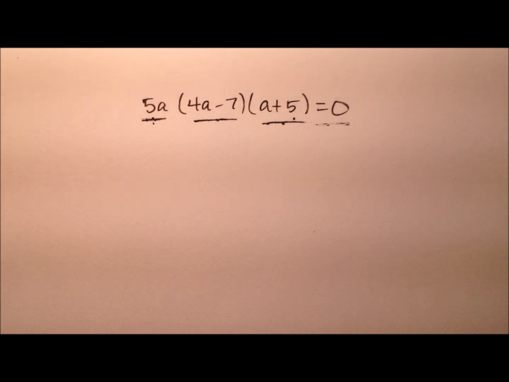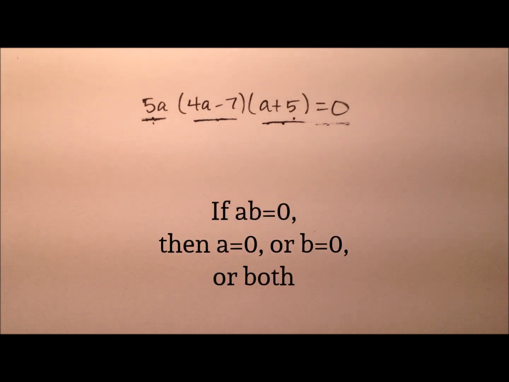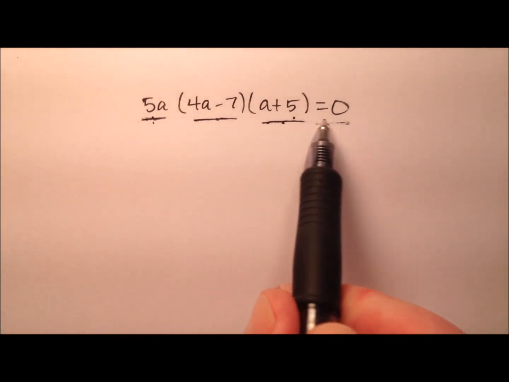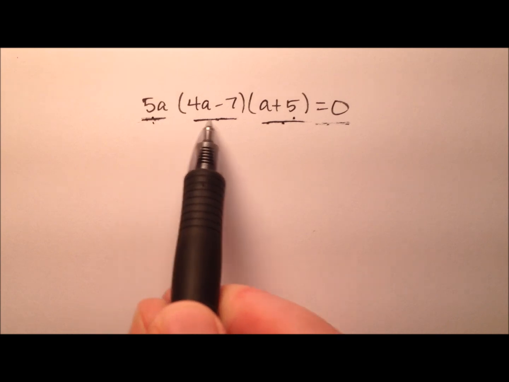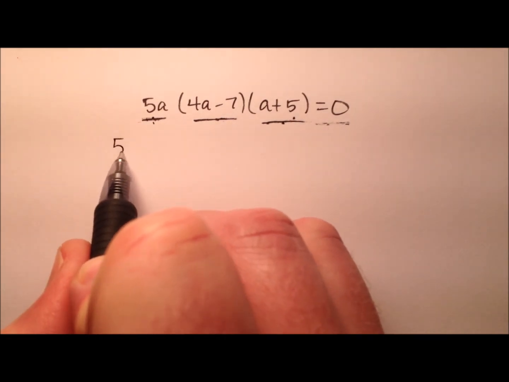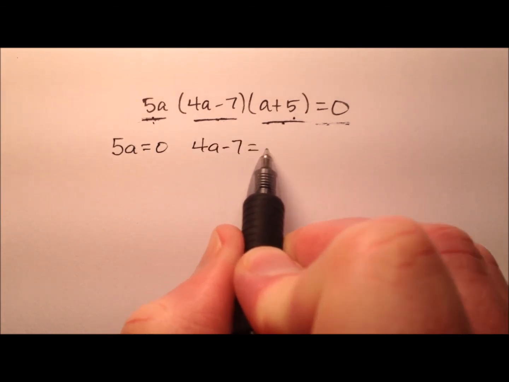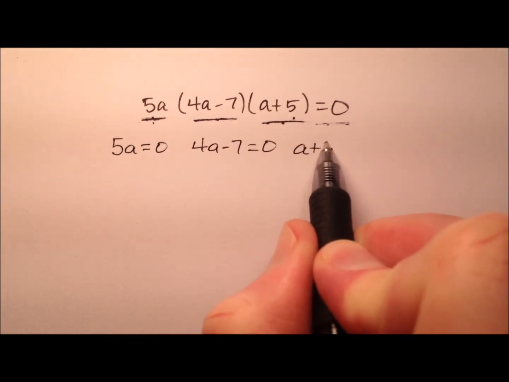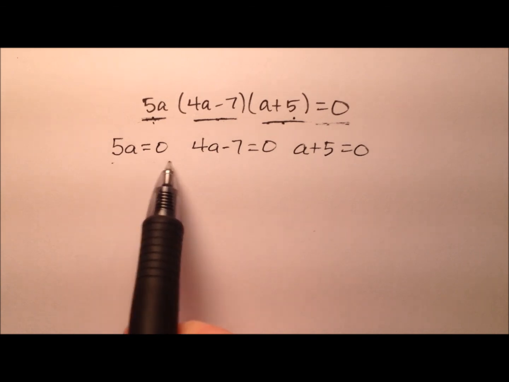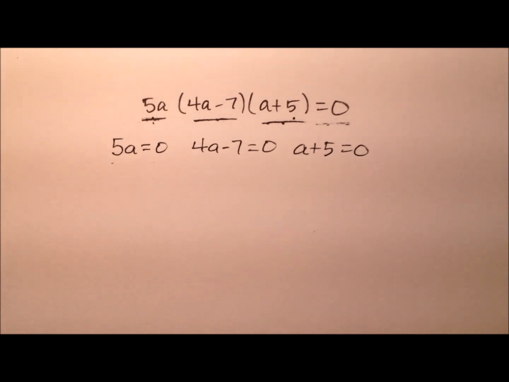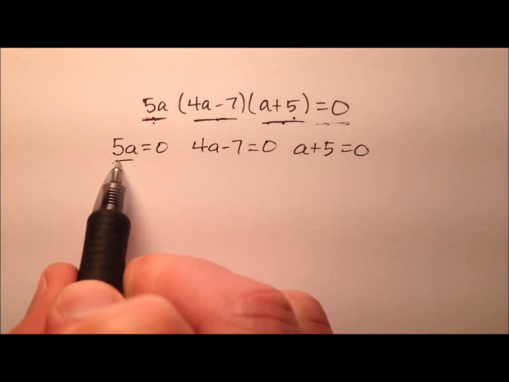So we're going to employ the zero property of multiplication, which states that if you have a times b and that equals 0, then either a or b or both have to be 0. So we're going to account for all possibilities, and we're going to go ahead and set each factor equal to 0. And now that I have three basic equations, I'm going to go ahead and solve each one of those independently.